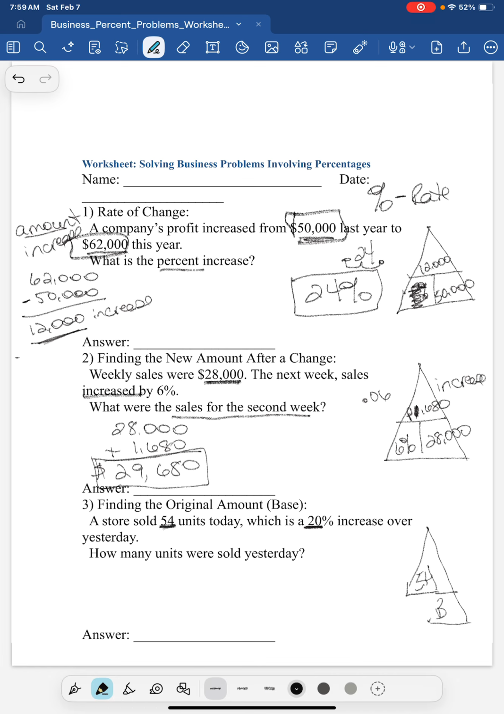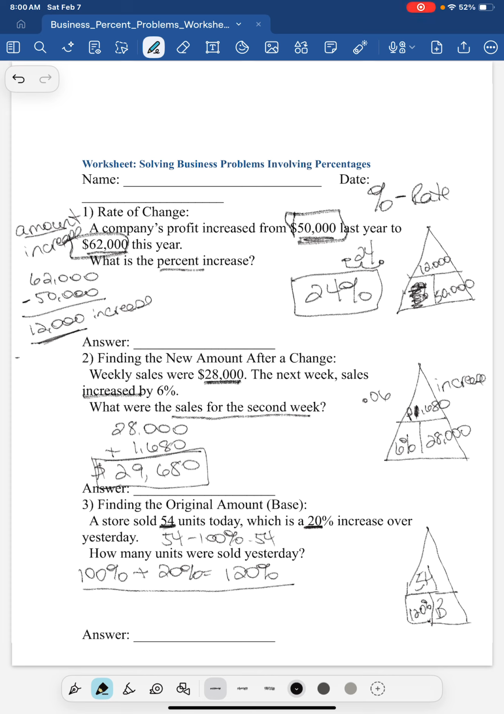Remember this step that we need to do here, because yesterday's units sold were 100% of units sold. 54 units sold today is 100% of today's units sold. So yesterday, whatever we sold, that was 100% of that. Today, it went up 20%. So we have 100% from yesterday plus 20% increase. So our percentage is actually 120%. And as long as you remember that step, you can still use your triangle for these kinds of problems.